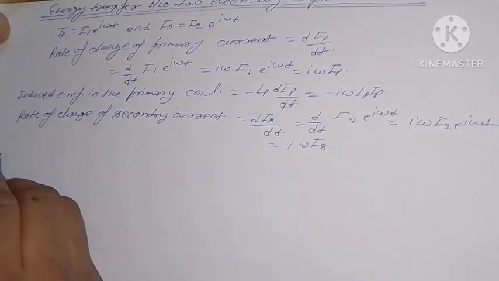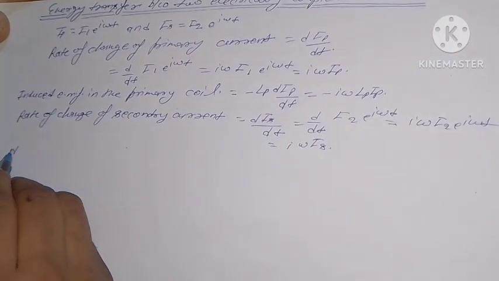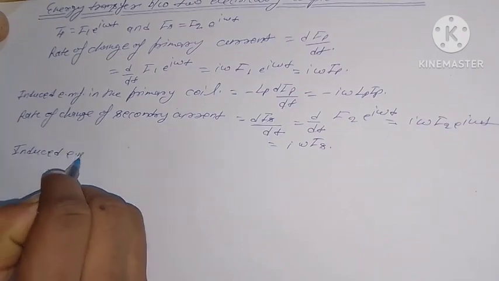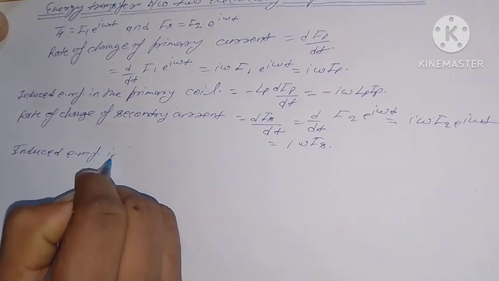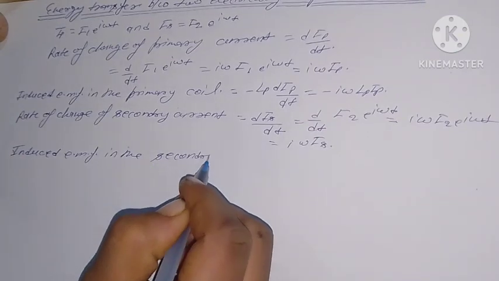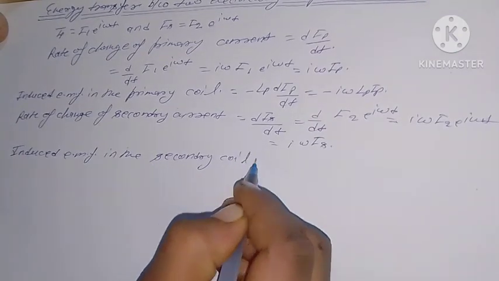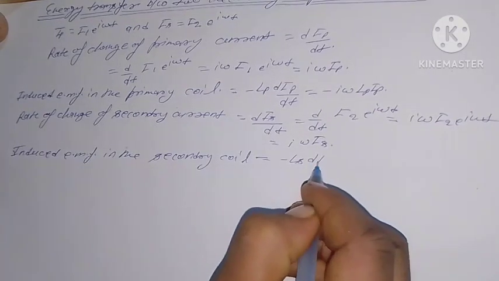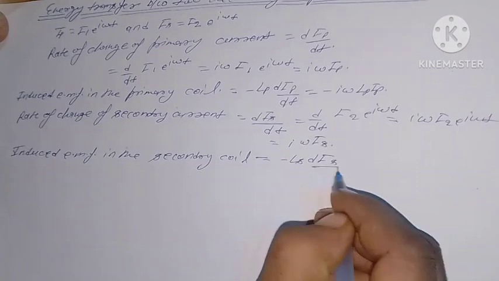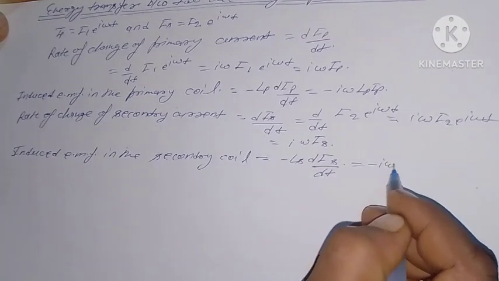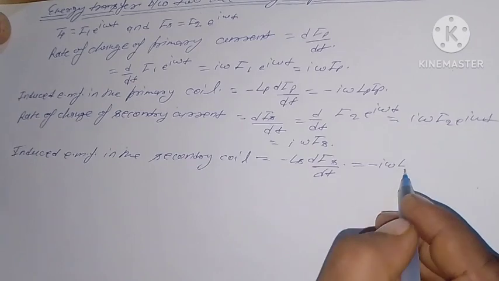Induced EMF in the secondary coil. Induced EMF in the secondary coil is minus LS dIS upon dt, that is minus i omega LS IS.